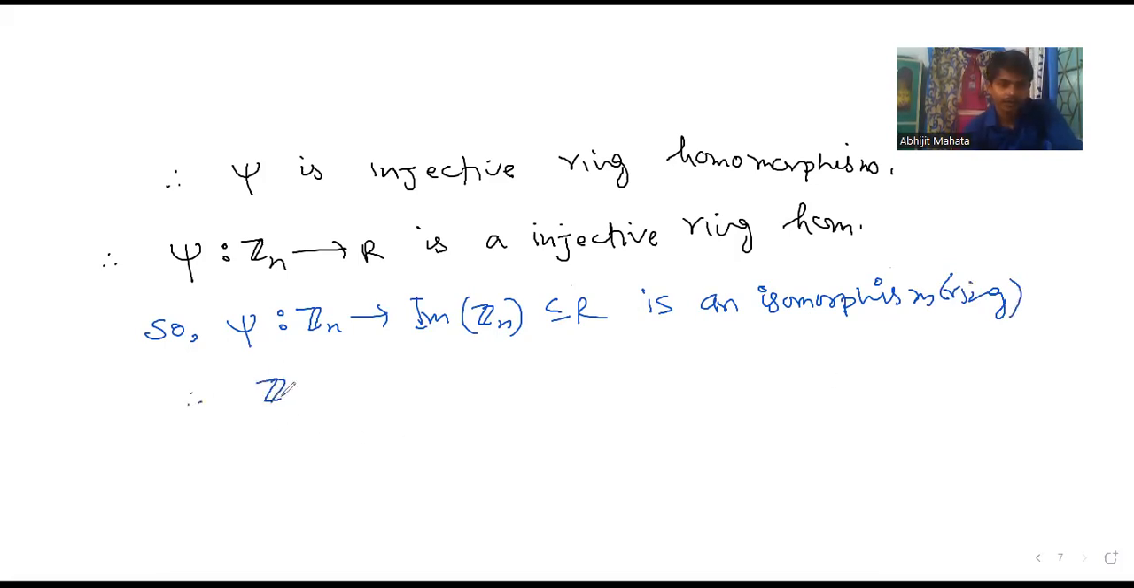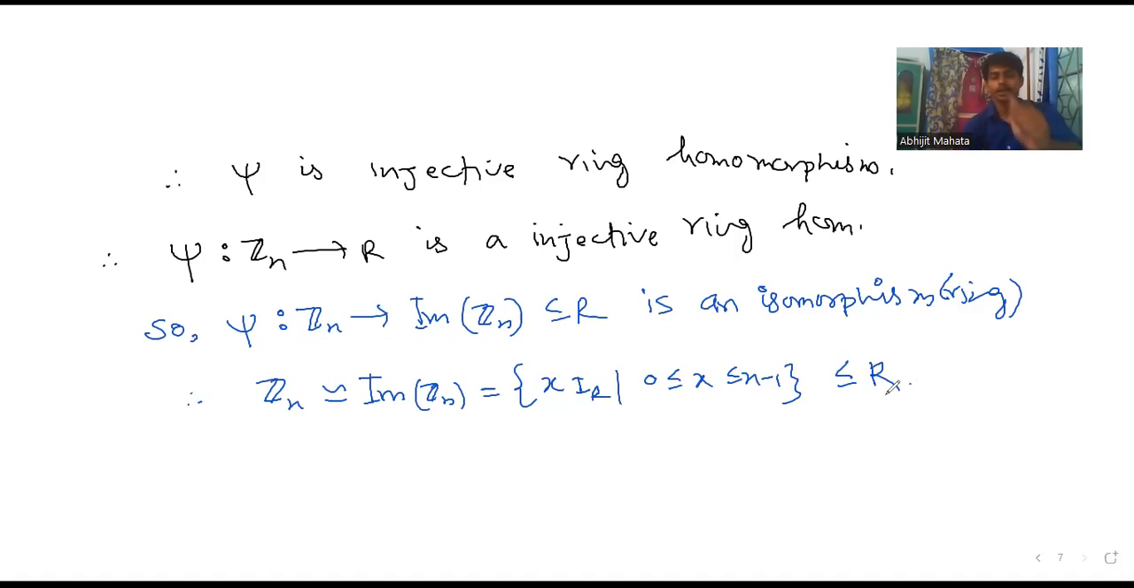So what we are getting is Zn isomorphic to the image of Zn. Now, what is the image? The image is basically of this form: x times the unity of R, such that 0 is less than or equal to x, less than or equal to n minus 1. And this is a subring of R. So if you have a ring R with unity and the characteristic of the ring is n, then inside R we have a copy of Zn. So there is an algebraic structure which is the same as Zn, although the symbols are different.